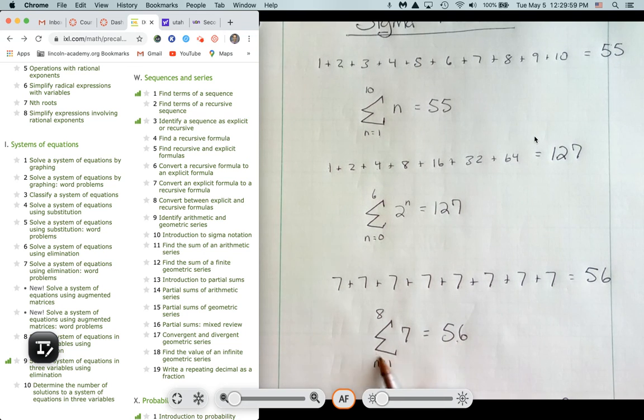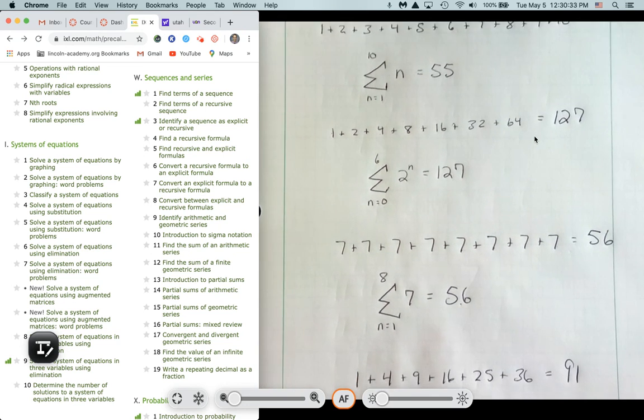So this is actually both an arithmetic series and a geometric series because I could be multiplying by 1. 7 times 1 is 7. Or I could be adding 0. 7 plus 0 is 7. But then you add up all those, and you get 56. So it is possible, it doesn't happen very often, but you will see that in the IXL lessons where a sequence, or a series, is both arithmetic and geometric. But that's if you're adding just a constant.